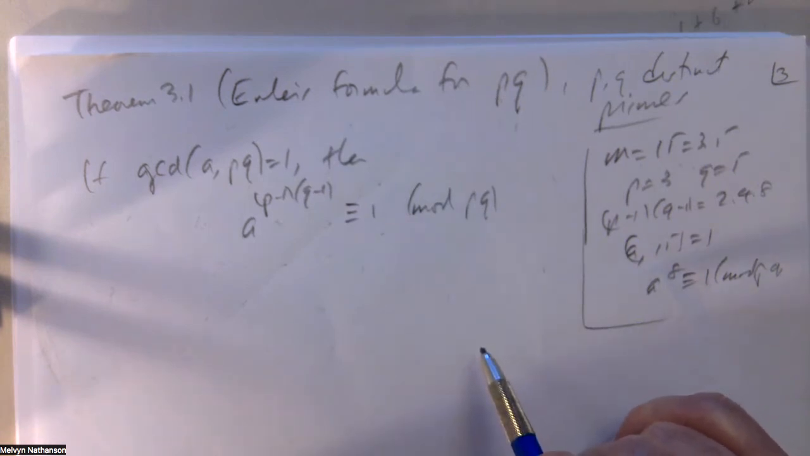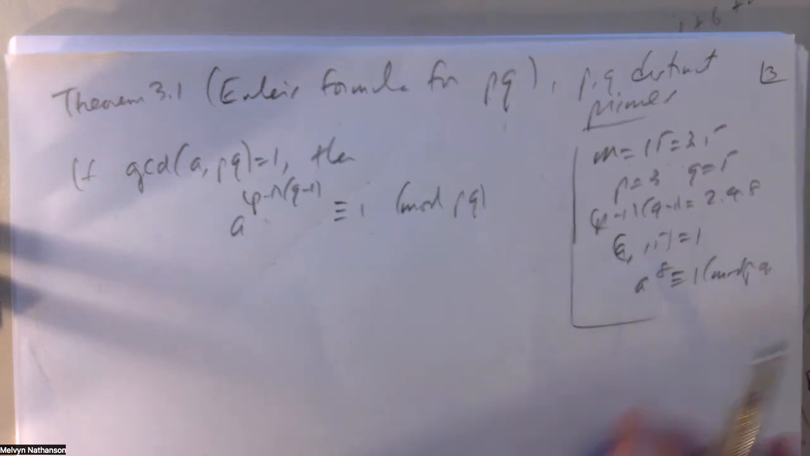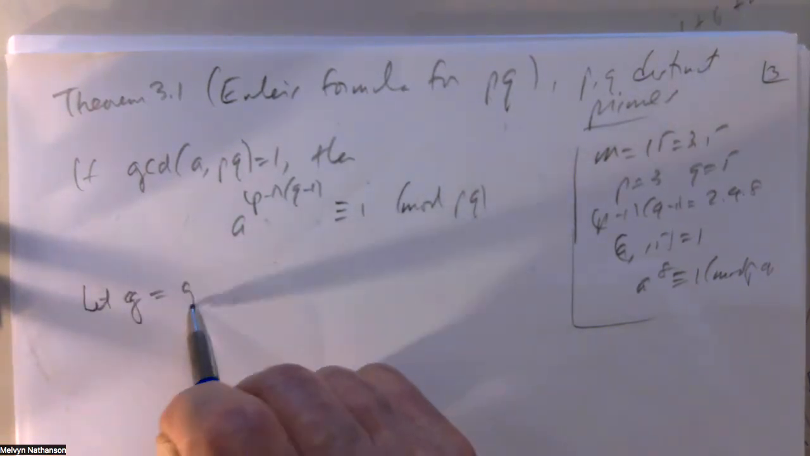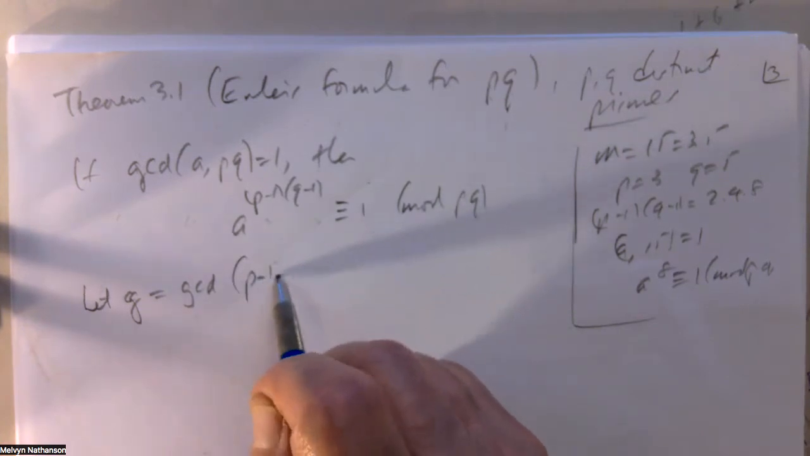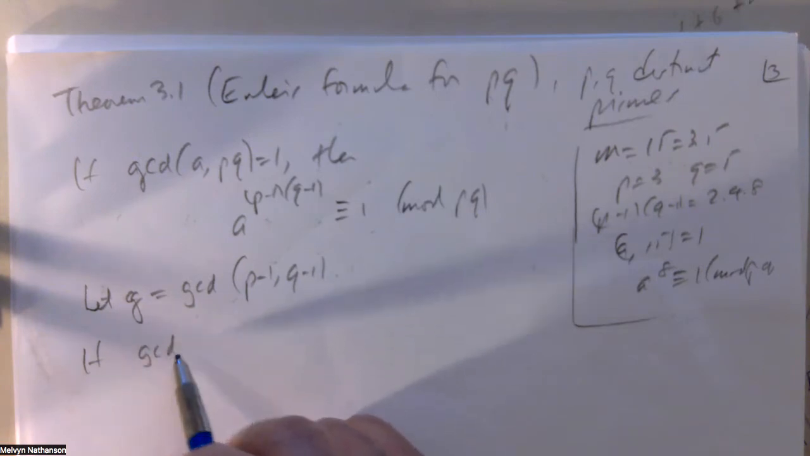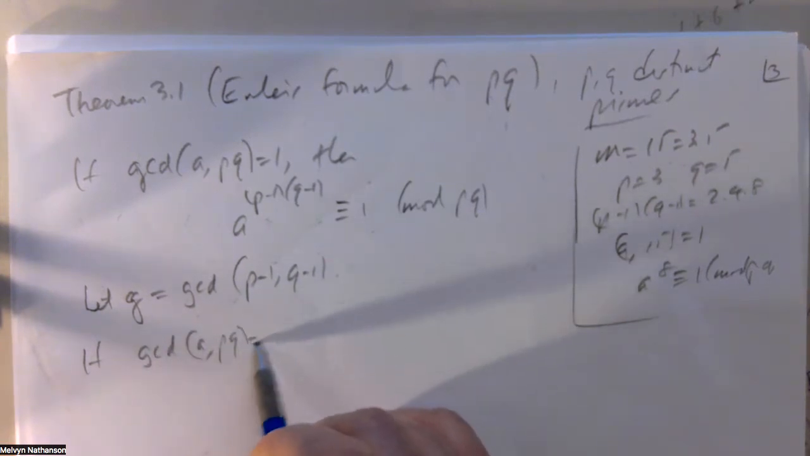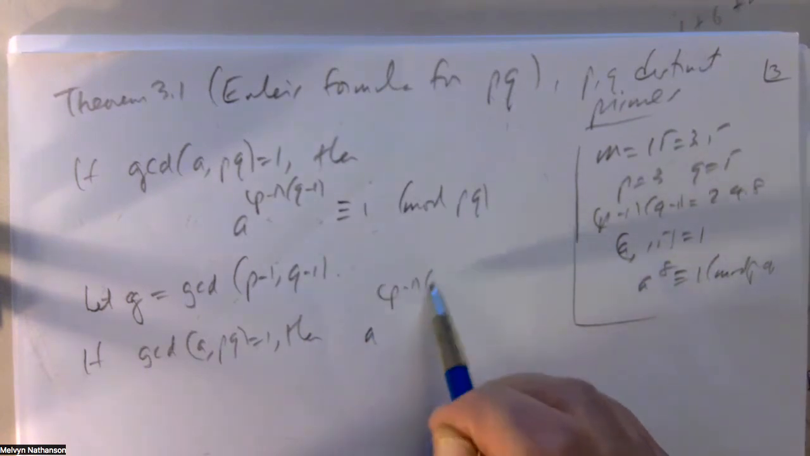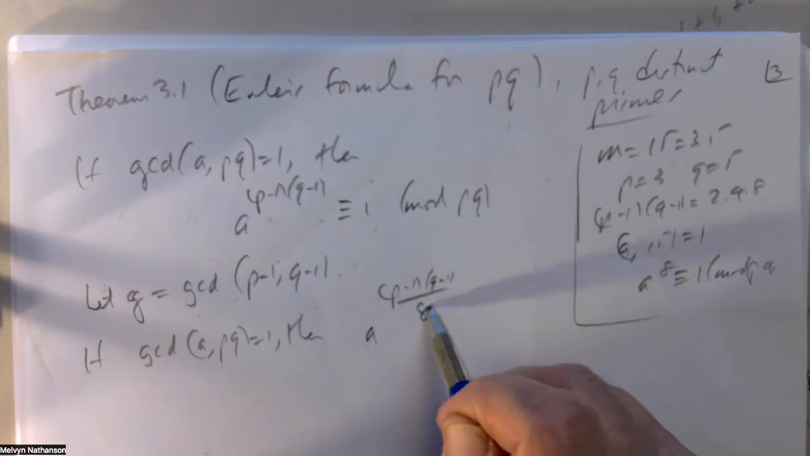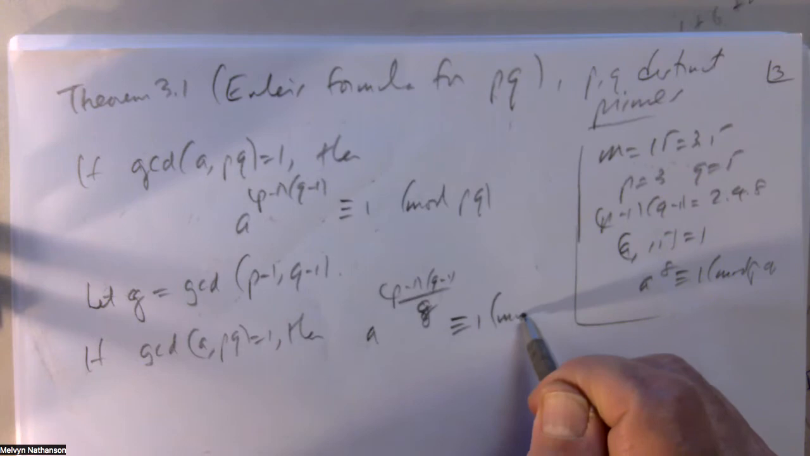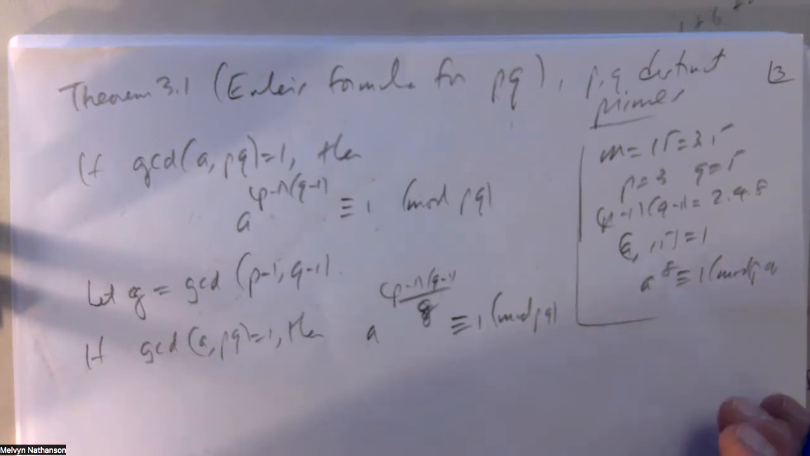You can actually improve this, in the sense that a smaller exponent works. Let g be the greatest common divisor of p minus 1 and q minus 1. If the GCD of a and pq is 1, then a to the power of p minus 1 times q minus 1 divided by g is congruent to 1 mod pq.